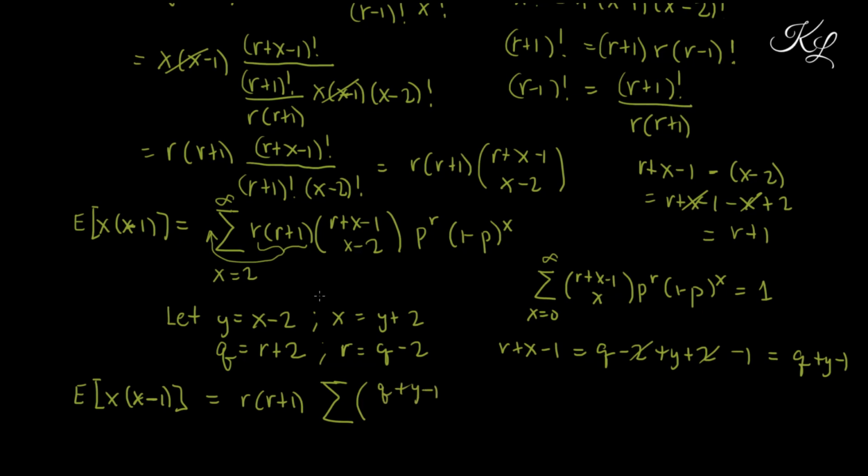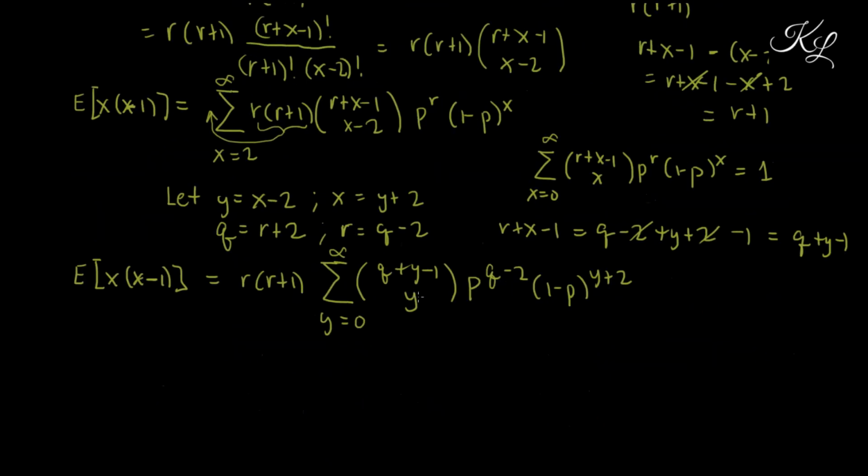And for x minus 2, we have y, and p raised to r, which is q minus 2, and 1 minus p, x is y plus 2. So we already transformed x into y. So this one, x equals 2 will become y equals 2. When x equals 2, 2 minus 2 equals 0, so we have y equals 0. And infinity minus 2 is also infinity.